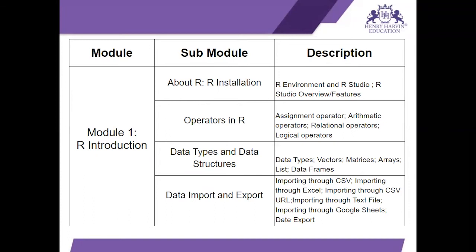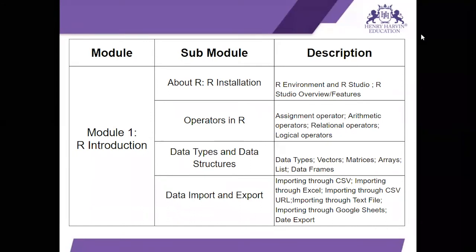Then there will be data types and data structures. So we will be covering different types of data structures such as vectors, matrices, data frames, and lists. There will be data import and export. So we will be covering importing data through CSV files, through Excel, through CSV URLs, text file, Google Sheets, and we will also learn how to write or export the data from R.